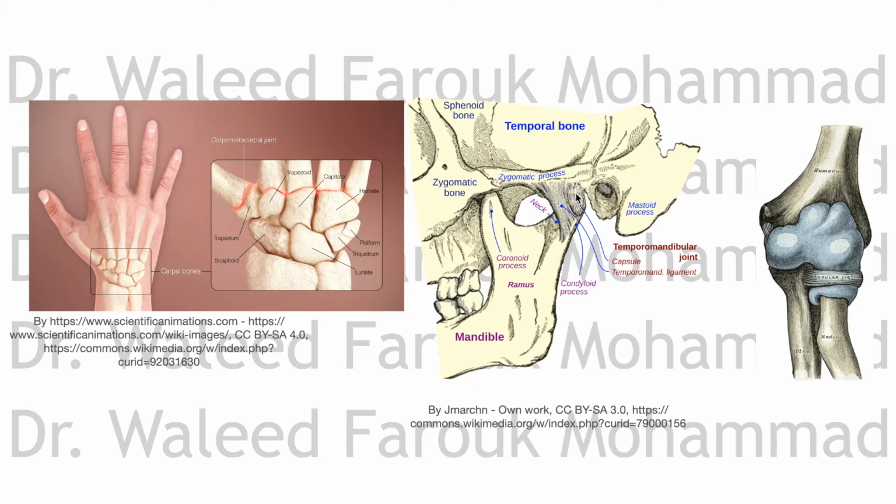This is the temporomandibular joint between the head of the mandible and the mandibular fossa on the base of the skull. And this is the superior radioulnar joint between the head of the radius and the annular ligament that surrounds the head of the radius. You can notice here that the synovial membrane of the elbow joint and the superior radioulnar joint is continuous. See?